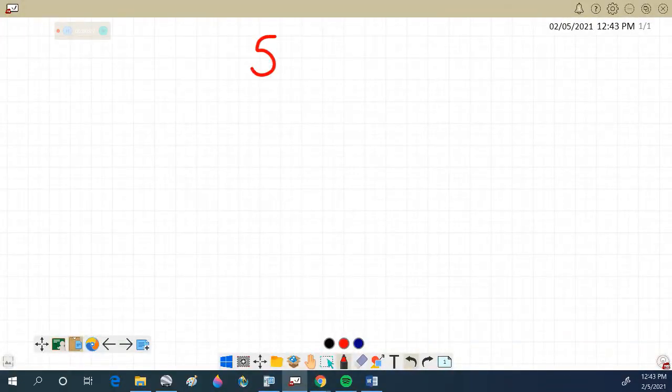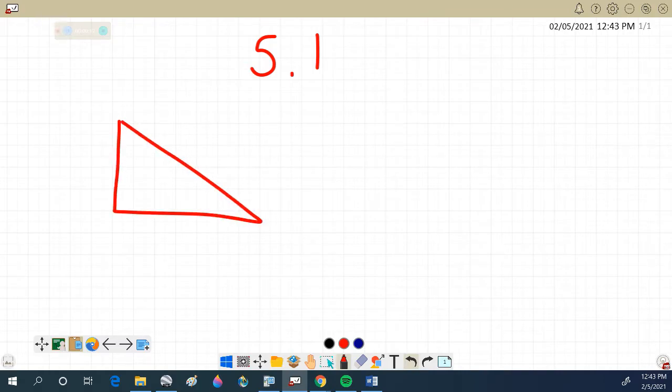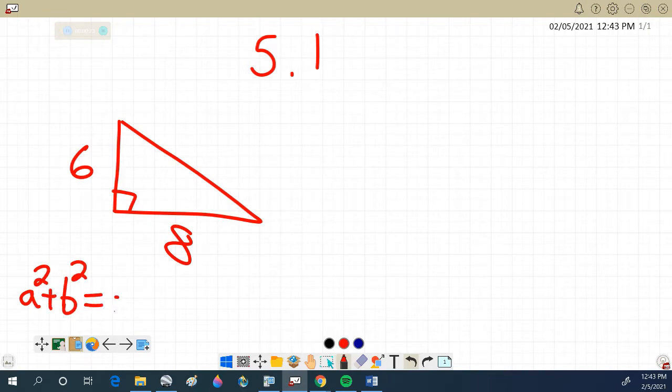We are moving on to 5.1, which deals with trigonometry. But first, we need to review the Pythagorean theorem. So if I had a right triangle and one side was 6 and one side was 8, we're going to use the formula a squared plus b squared equals c squared. Well, this is from a long time ago. What side are we missing?